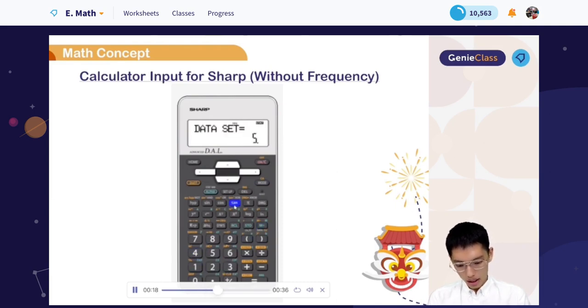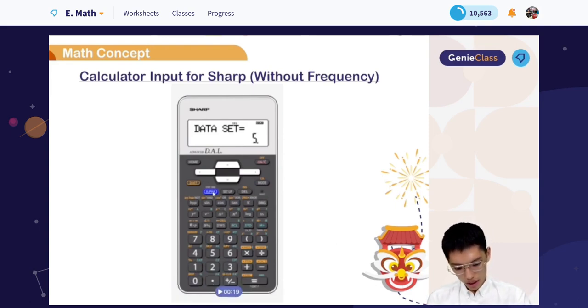Once you're done, now we want to calculate. So how do we calculate? You realize I've done a few things over here. I want to calculate, so there are specific things to help me calculate. So let me just close this. I need to toggle this alpha button. Why so? Because the key values to calculate are in the calculator.